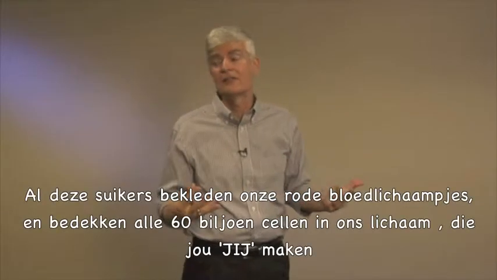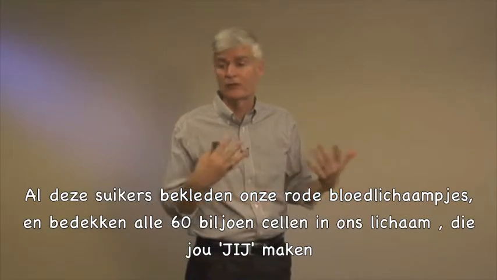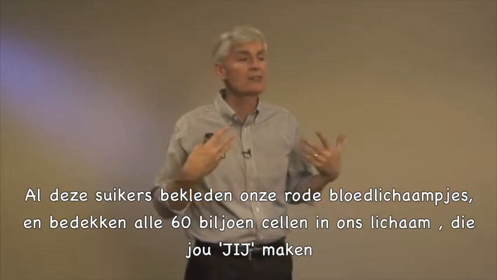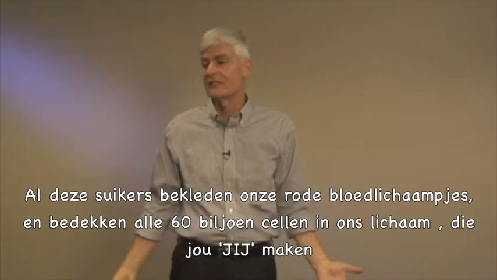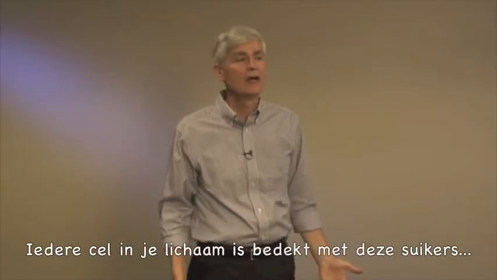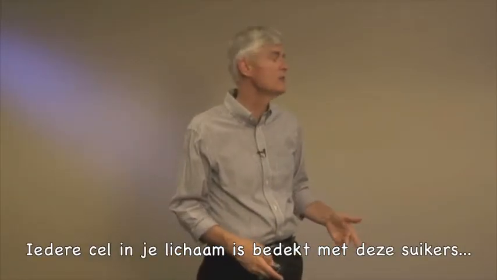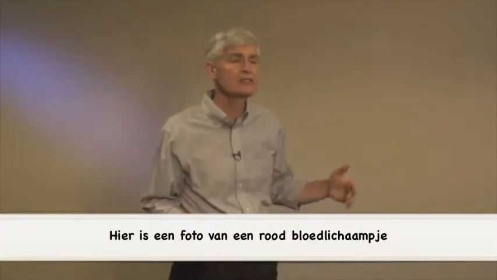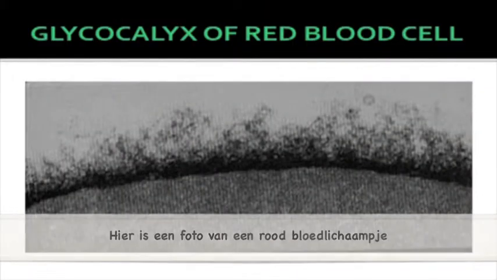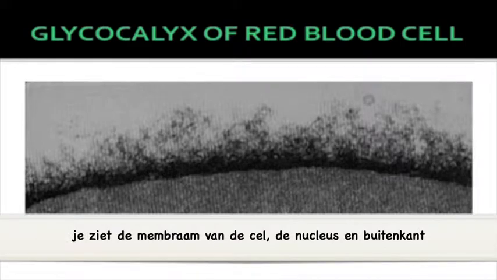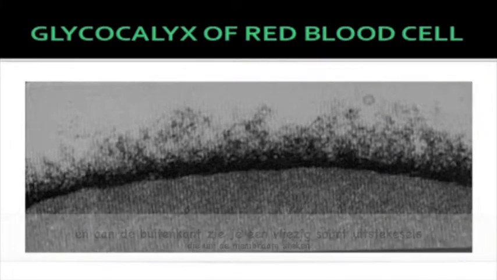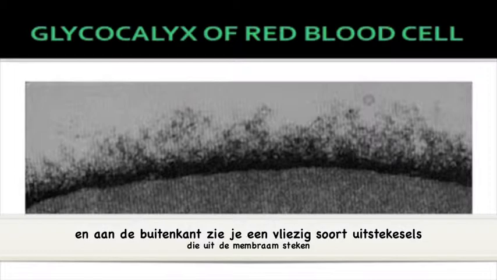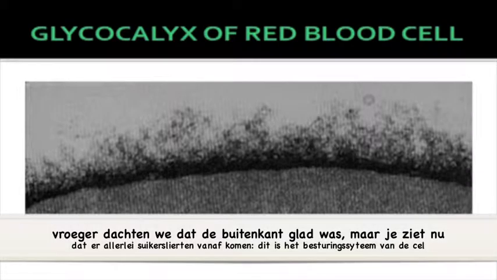Now, all of these sugars coat the red blood cells, but they also cover all 60 trillion cells that make you. Every cell in your body is covered by these sugars. Here's what they look like. This is a picture of a red blood cell. You see the membrane of the cell, the nucleus, and then on the outside you see the kind of filmy protrusions off the membrane. We used to teach that the membrane was smooth, but you see that it has all of these sugars coming off of it.